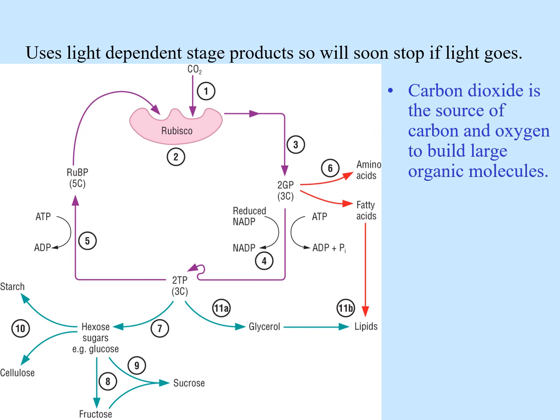So if you look at it, ribulose bisphosphate and triose phosphate. If we start with GP up in the right-hand side, to get to triose phosphate, you need ATP, which can be used up, and you need reduced NADP. The supply of those is coming from the light dependent stage. So if you've got no light, you run out of reduced NADP, and you run out of ATP. So if there's no light, very quickly that will run out.